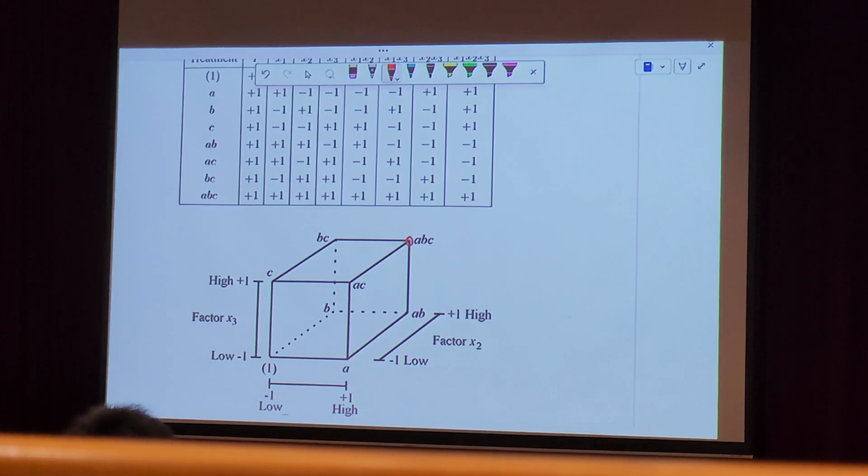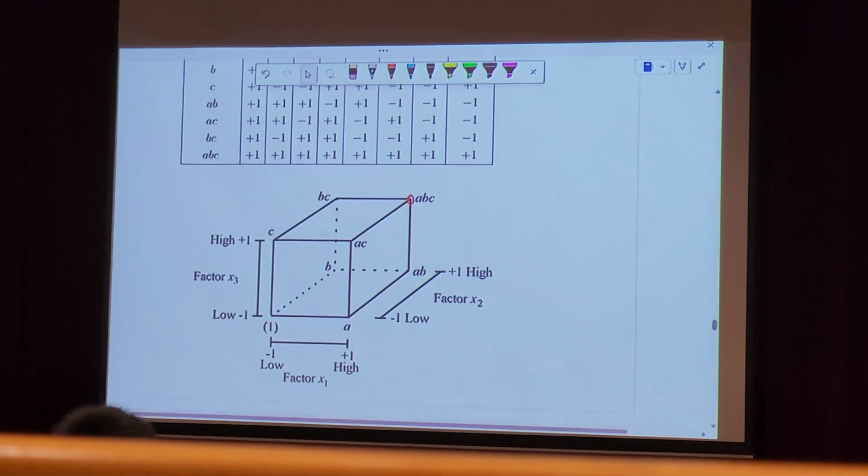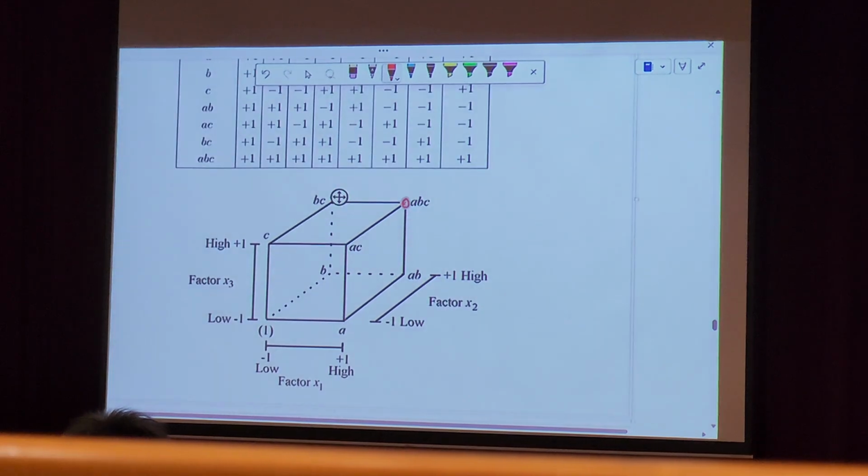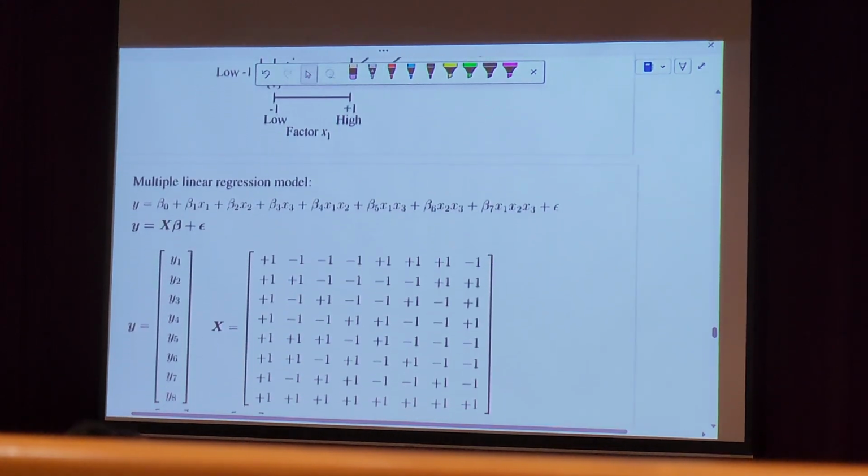So this is low. Let me see. So for example, this one means factor X1 high, factor X2 is low, factor X3 is low. So these 8 settings can be represented by the 8 points of the cube here. Just a way to visualize these 8 settings, nothing different.